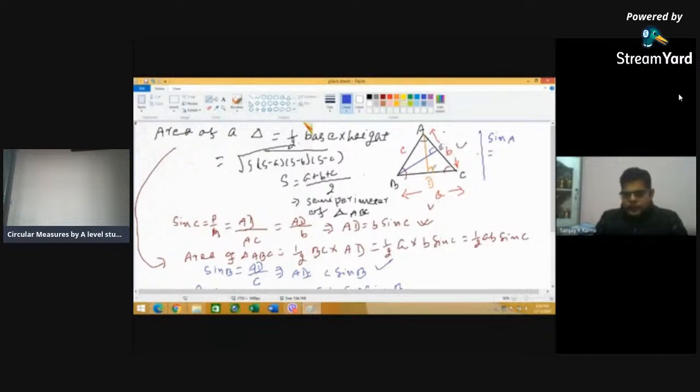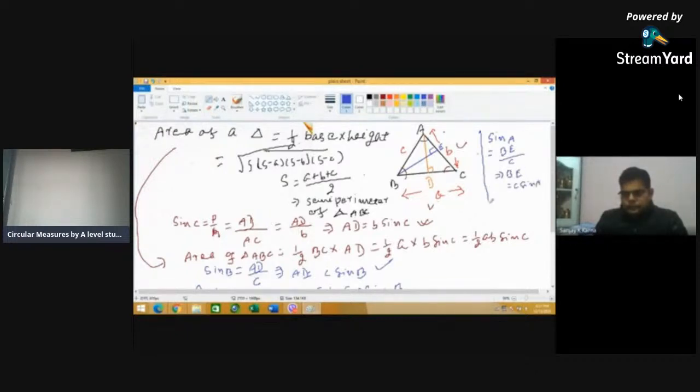So in triangle BAE, for sine A, the perpendicular is BE and the hypotenuse is AB, and its length is C. So BE equals C sine A.